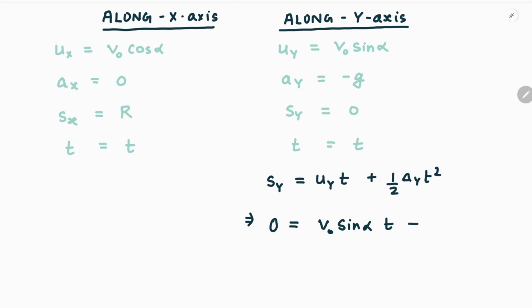So displacement along y-axis is 0, v0 sin alpha t minus half g t square, and on solving we obtain t is equal to 2 v naught sine alpha by g.